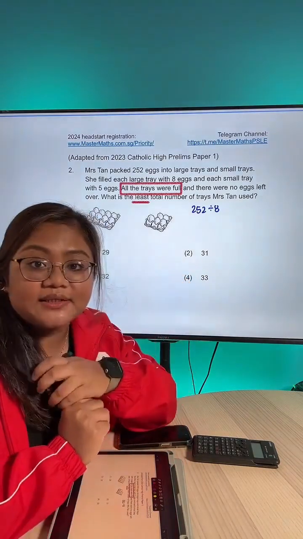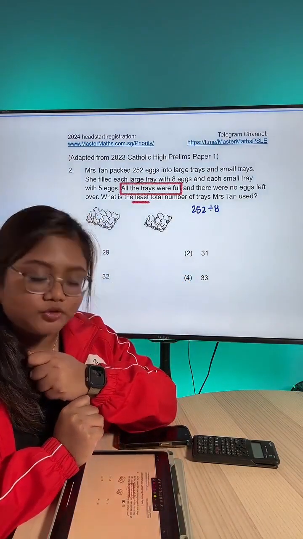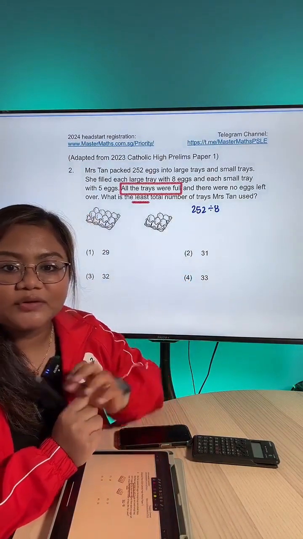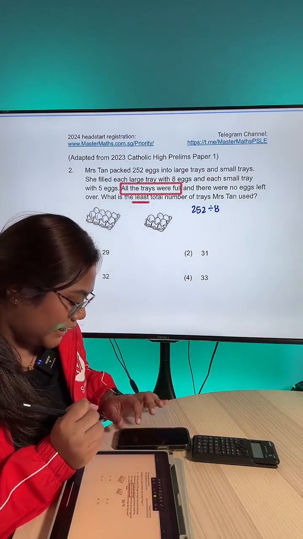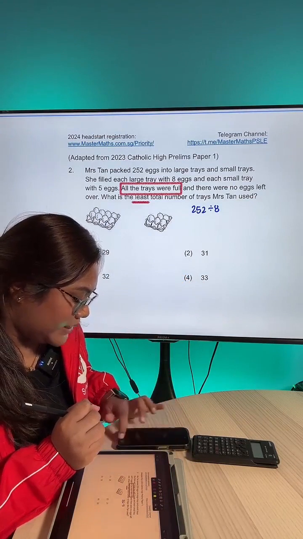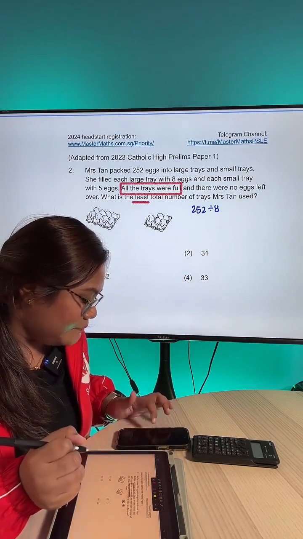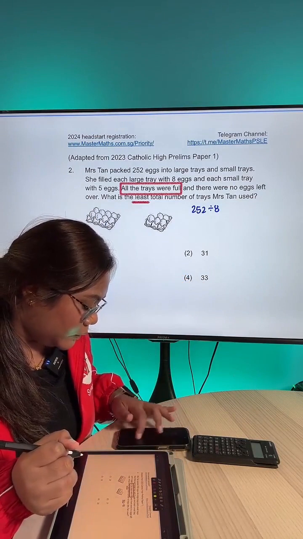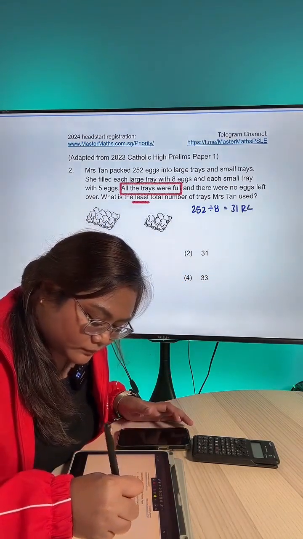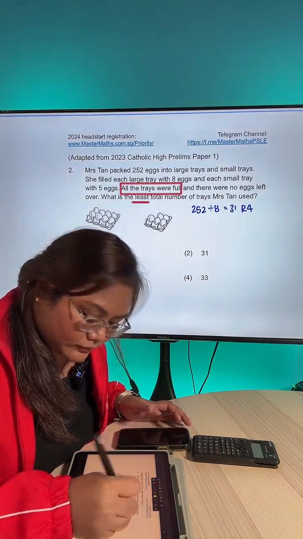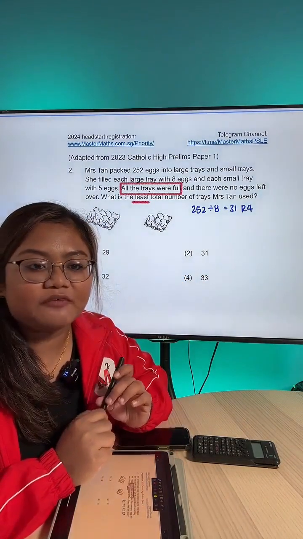divided by 8. Agree? 252 divided by 8. Alright, so if you take 252 divided by 8, you are going to get 31 with a remainder of 4. Right? 31 with a remainder of 4.